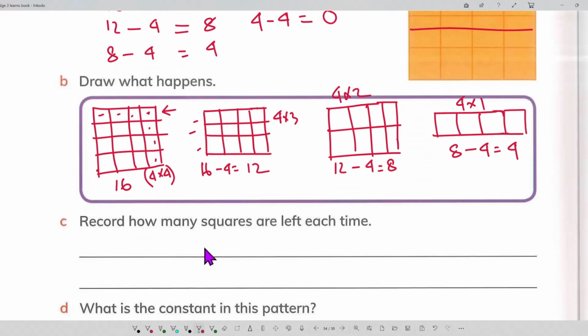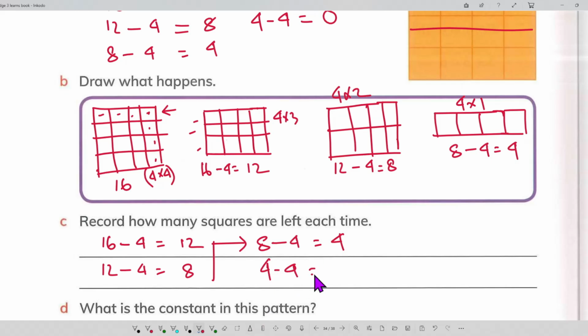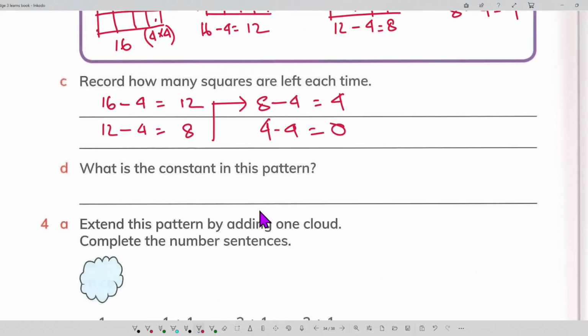So record how many squares are left each time. So we can say initially we start with 16, then minus 4 equals 12, then 12 minus 4 will be 8, then 8 minus 4 will be 4, and finally 4 minus 4 will be 0. What is the constant in this pattern? Which is 4, right?